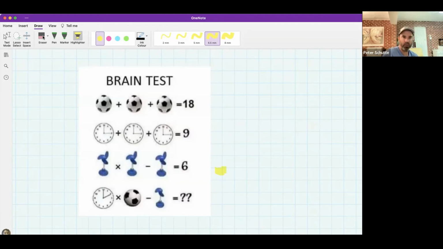Okay, so Ayabonga, I agree that the soccer balls have to be 6. First clue, guys, let's go. And then the clocks have to be what? They have to be 3. So this was a 6, this was a 3. Now what do the fans have to be? Be careful here, something times something minus something. The fan has to be 3. Yes, that got me a bit. So the fan has to be 3 times 3 minus 3, so that's 3. So then the final answer is what?